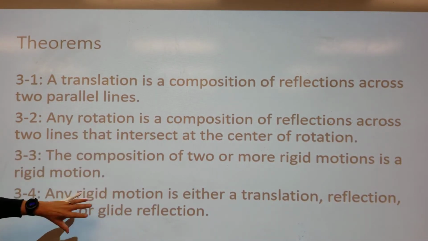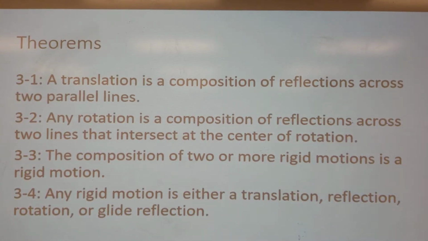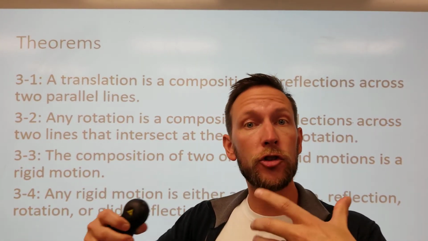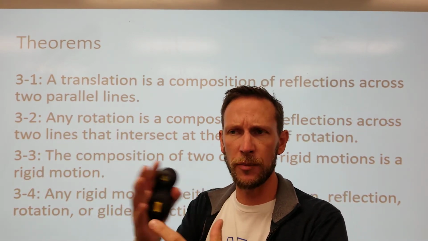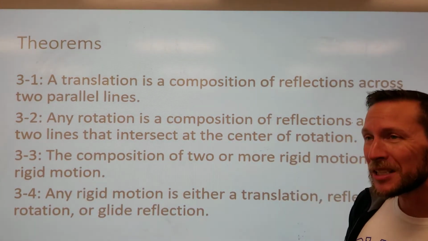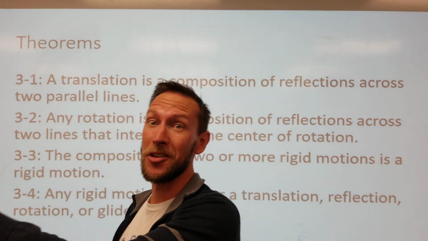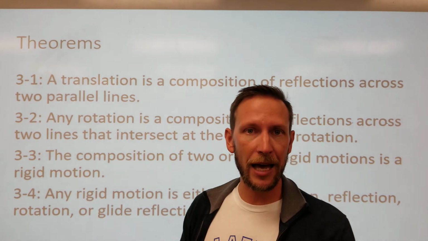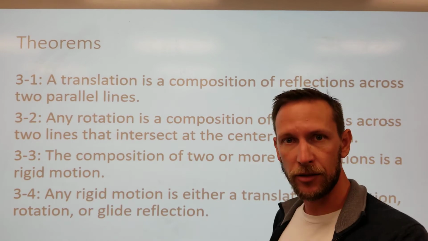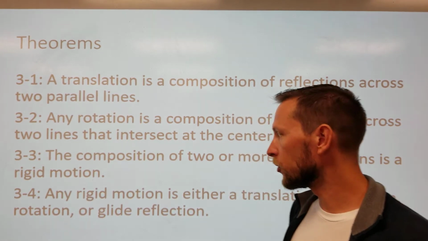And then here are 2 ideas that we are going to discuss today. Theorem 3.3: the composition of 2 or more rigid motions is a rigid motion. We kind of understood that when we did our rotations and said that it's the same as 2 reflections, and when we did a translation and said it's the same as 2 reflections. Even if you're doing another rigid motion and another rigid motion on top of that, as you do those, you'll notice that we are maintaining the same size, the same shape, and the same angle measures as we execute those motions.